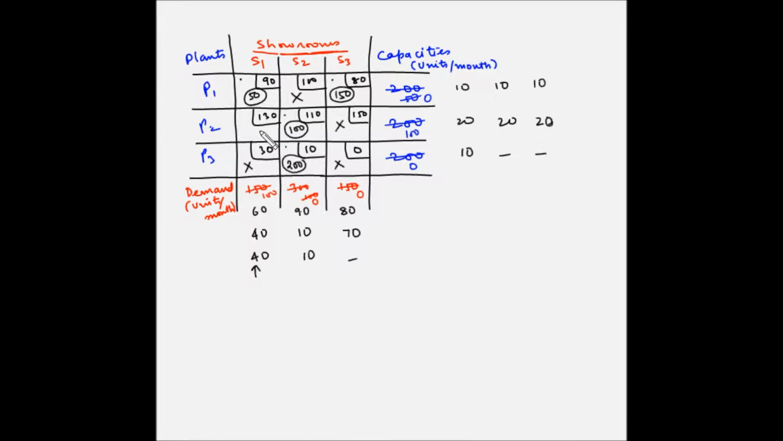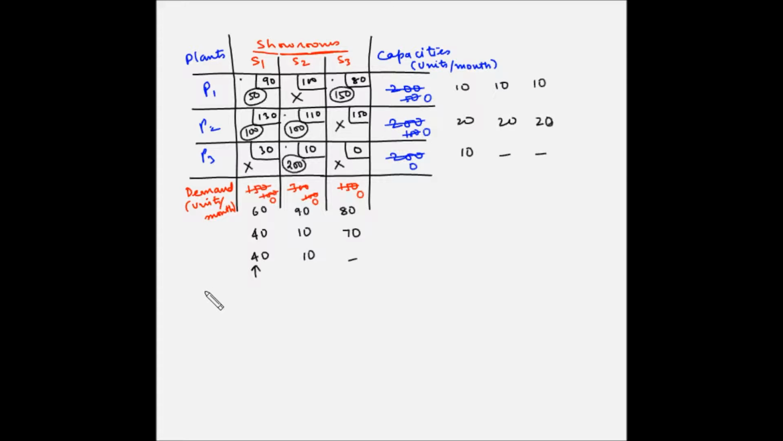Now the next square is P2S1. S1 has a demand of 100 units while P2 has a supply capacity of 100 units. So we can easily allocate 100 units here. So the demand remaining at S1 is now 0, while the remaining supply capacity at P2 is also 0. So now we have allocated all the supply and demand. So this becomes our basic initial feasible solution.